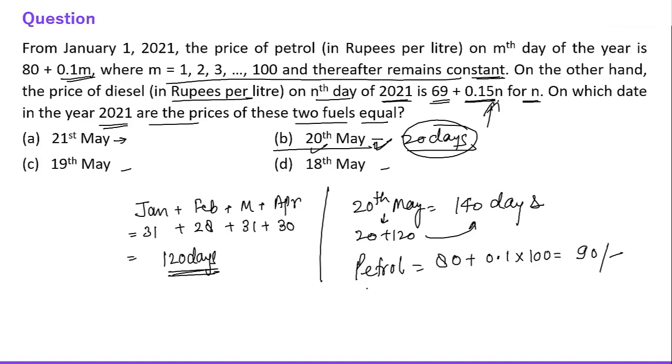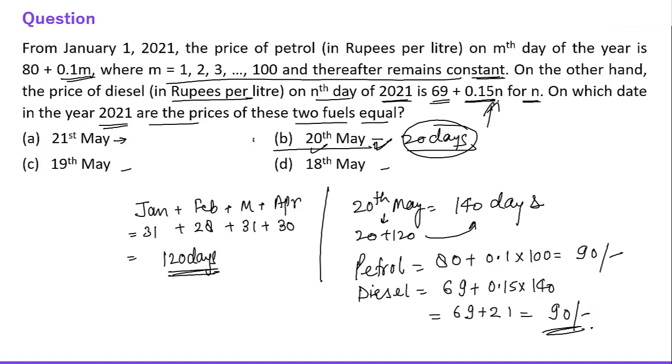And if we talk about price of diesel, then price of diesel is equal to 69 plus 0.15 into 140. So this is 210 by 10, this is 21. So 21 plus 69 is 90. Okay, good. So this option got matched. Fine. So on 20th May, the price of both the fuel is 90 rupees per liter. So they are same on 20th May.